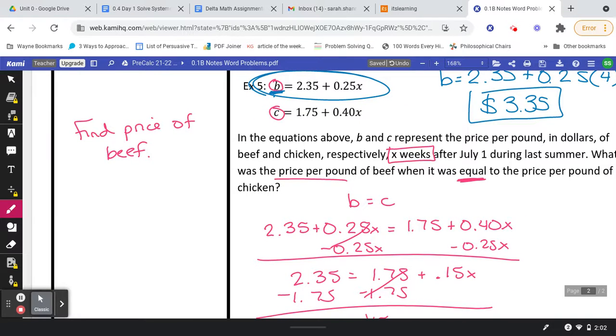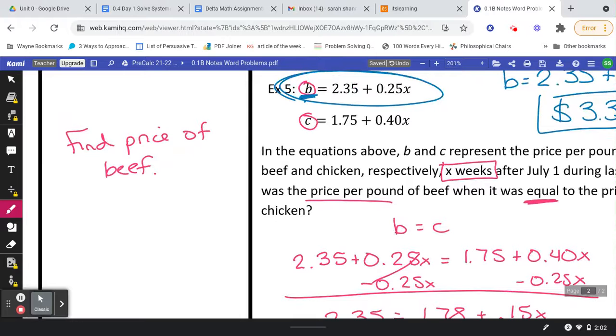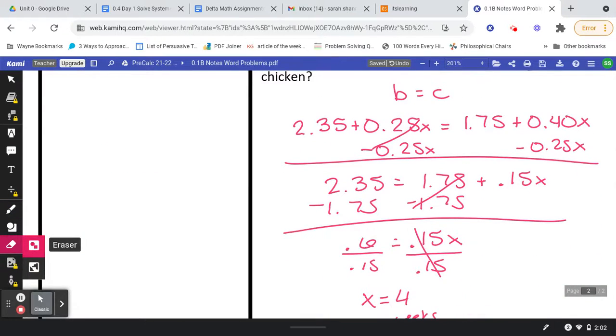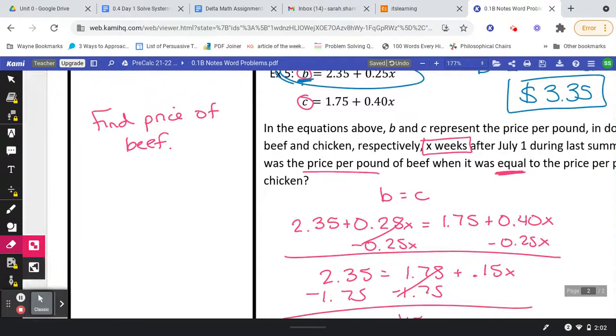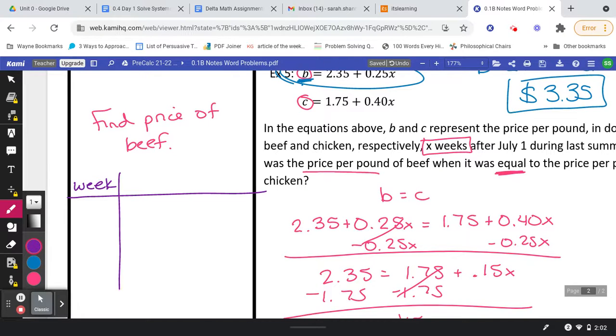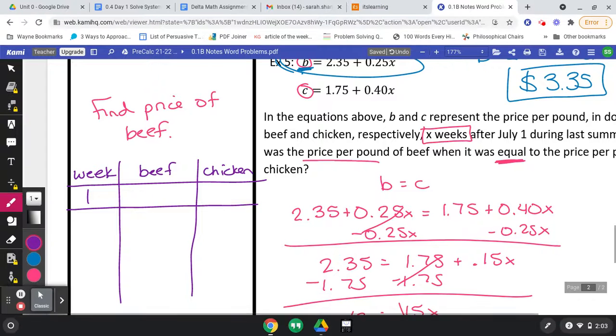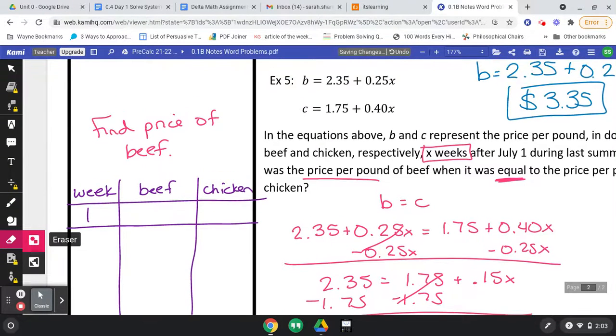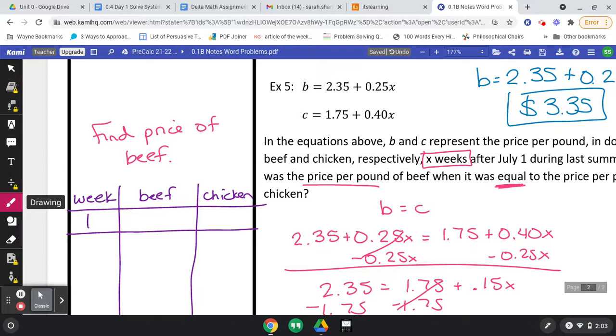Another option I wanted to show you is you could make a chart. So this is a lot of math going on here. So let's say you made a chart of beef and chicken and weeks. So week number, price of beef, and the price of chicken. Right? So week 1, you're just going to plug in a 1 into the x in the beef equation. So you're just going to plug in a 1 right there.